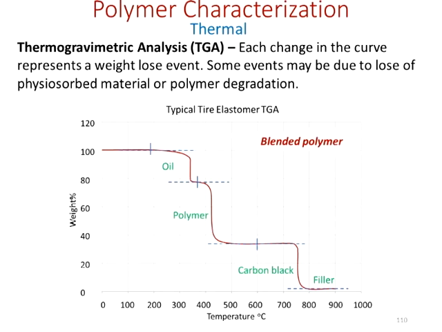And then at the end, at 800 degrees, you were simply left with the filler. So this tells you something else: that a tire elastomer is composed of at least 4 different types of materials: a filler, carbon black, polymer, and oil. So that is one of the things that you can answer. That could be a test type question someone might ask.